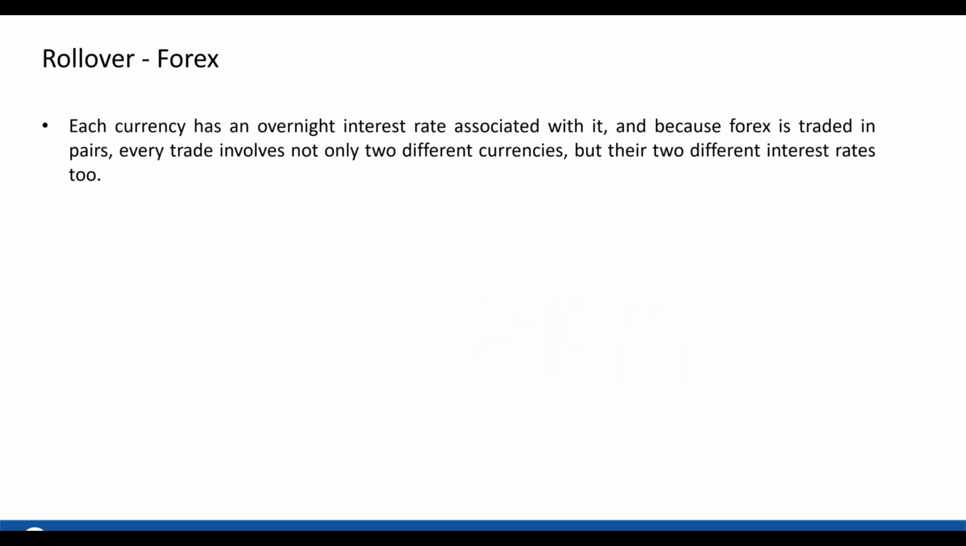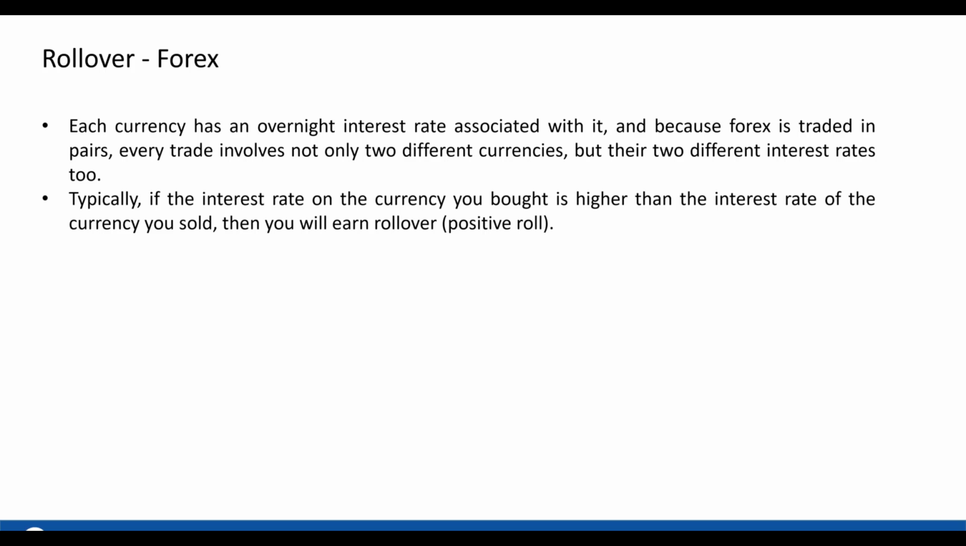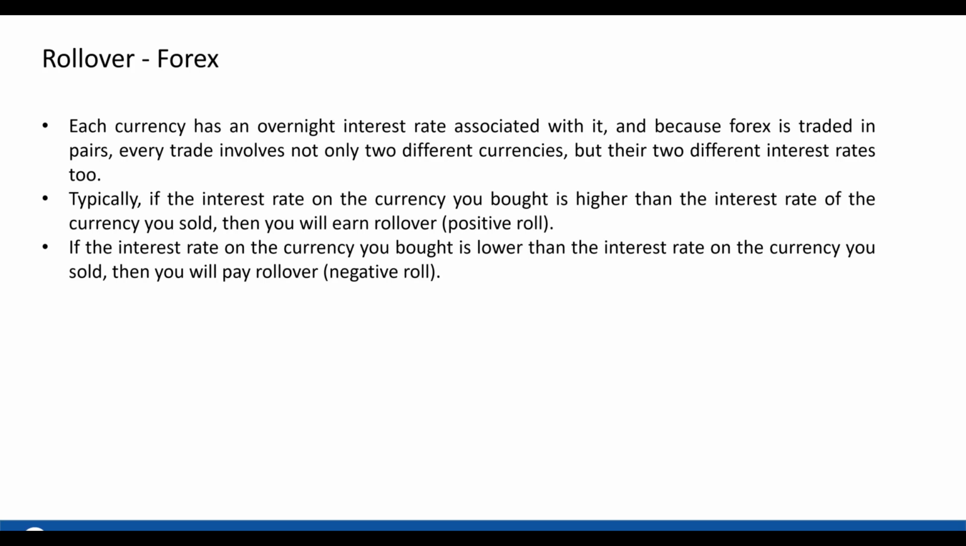Now let's take a look at the rollover specifically with regards to Forex. Each currency has an overnight interest rate associated with it, and because Forex is traded in pairs, every trade involves not only two different currencies, but two different interest rates as well. Typically, if the interest rate on the currency you bought is higher than the interest rate of the currency you sold, then you will earn rollover, which is called a positive roll. Conversely, if the interest rate on the currency you bought is lower than the interest rate on the currency you sold, then you will pay a rollover, which is called a negative roll.